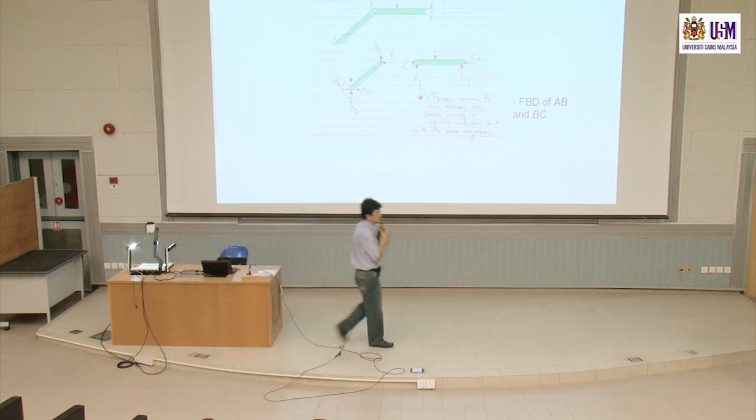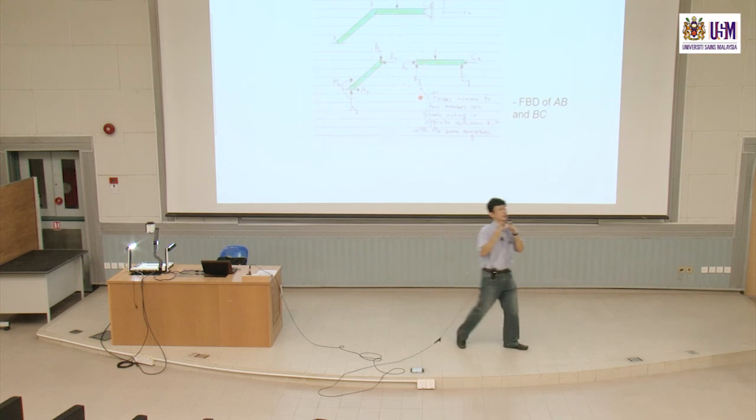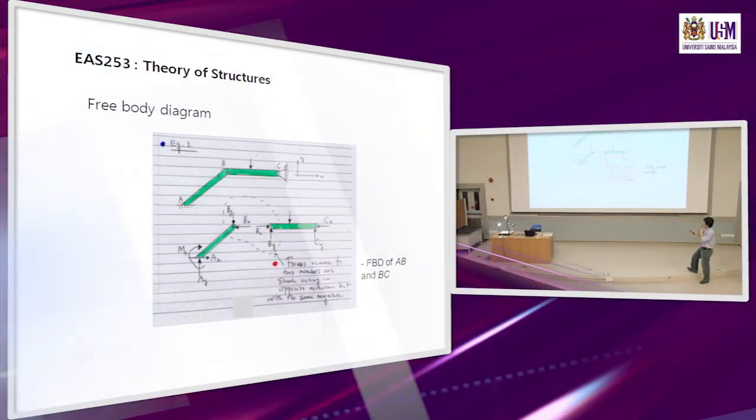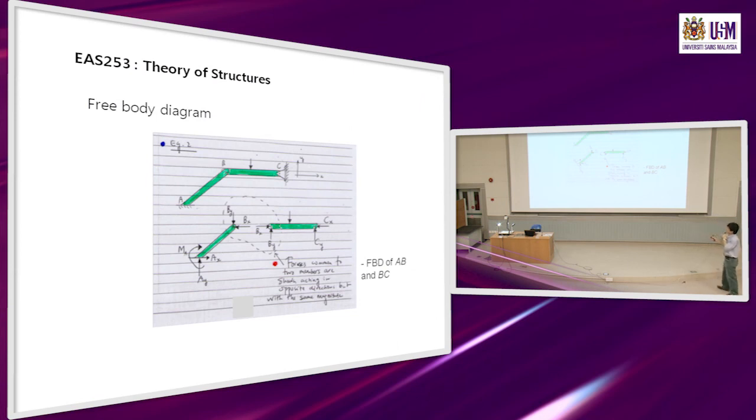There are pin connections. When we separate them, there are always two forces here. These are the forces acting at the pin, one in the horizontal direction and one in the vertical direction. And on this side, when you draw a free body diagram, this is a pin, so you have two reaction forces. This is our X, this is our Y. So one X, one Y.